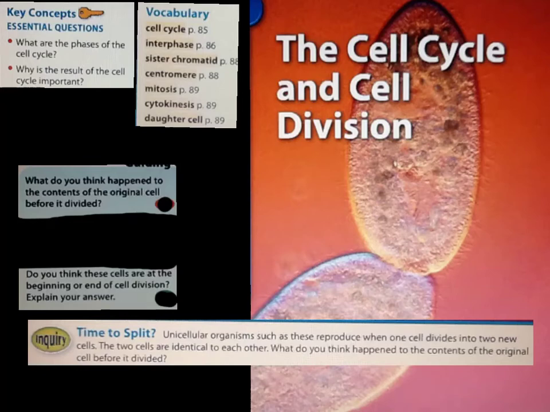As you notice, we're going to be talking about the cell cycle and cell division in this lesson. Take a look at this photo and notice the two cells that are here. And then let's take a look at the inquiry question.